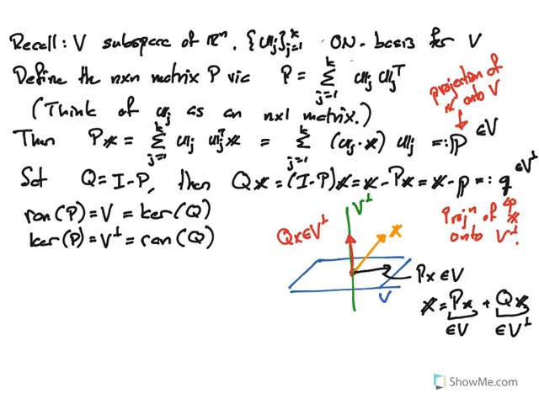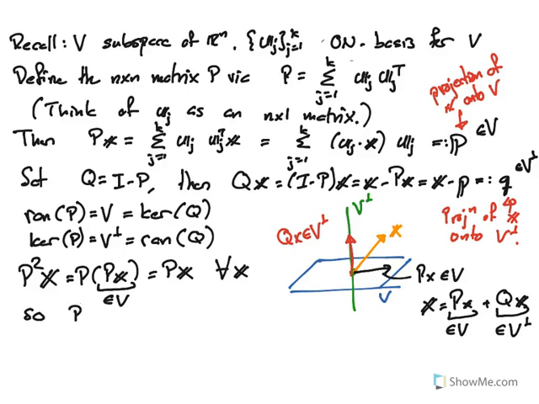And these matrices have some other fun properties. If I compute the square of P and apply it to x, well, this is P applied to Px. But now, since Px already belongs to V, it doesn't make any difference. So this is equal to Px itself, and this works for every x. So P squared is equal to P. And this, in fact, is the mathematical definition of a projection.